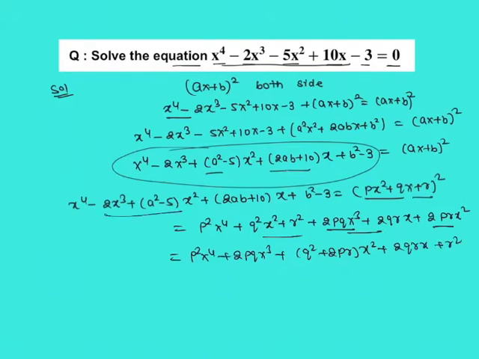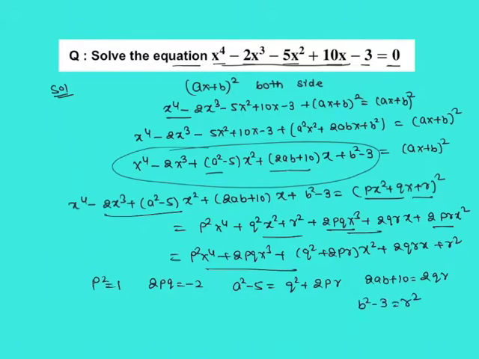If I compare these two equations, we will get p square equal to 1, 2pq equal to minus 2, a square minus 5 equal to q square plus 2pr, 2ab plus 10 equal to 2qr, and b square minus 3 equal to r square. So from here p value will be minus 1 or p value is 1. For both we will get the same answer.